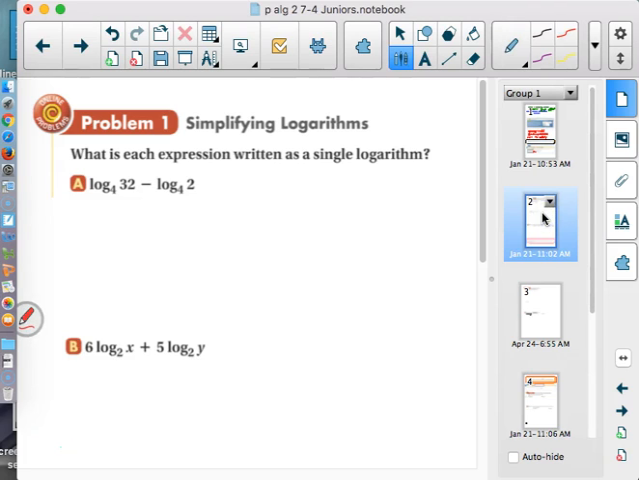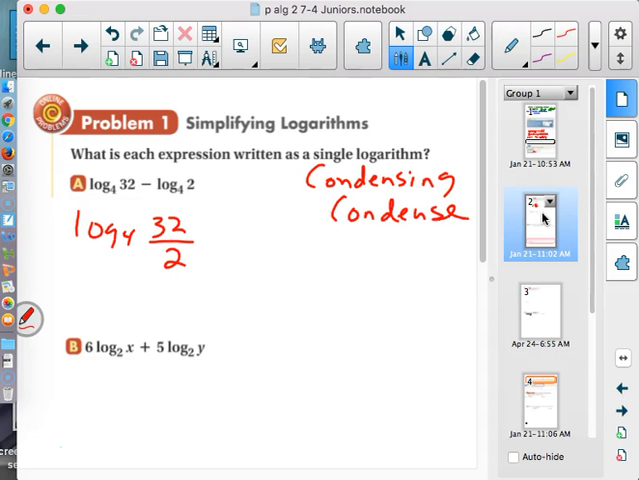So let's see. What is each expression written as a single logarithm? I see subtraction there. When did we have to subtract? Division. So really, we could write this as logarithm base 4 of 32 divided by 2. In most books, this is called condensing. They'll ask us to condense. And that's because what we're doing is we're taking something that has 2 logarithms and we're putting it together into one. We're condensing it down. We're making it smaller.